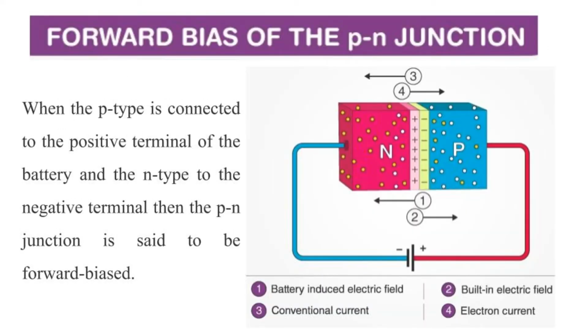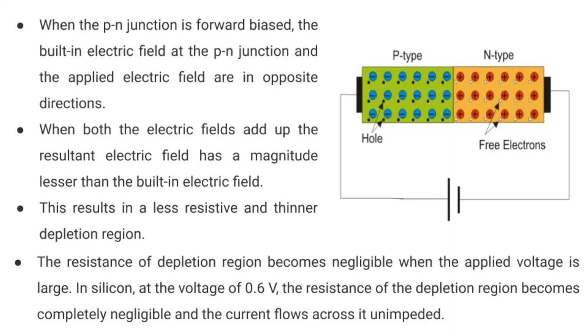When the P-type is connected to the positive terminal of the battery and N-type is connected to the negative terminal, then PN junction is said to be forward bias. So you can understand this from the diagram. When the PN junction is forward bias, the built-in electric field at the PN junction and applied electric field are in opposite directions. When both the electric fields add up, the resultant electric field has a magnitude lesser than the built-in electric field. This results in less resistive and thinner depletion region. So it is clearly you can understand from this diagram.